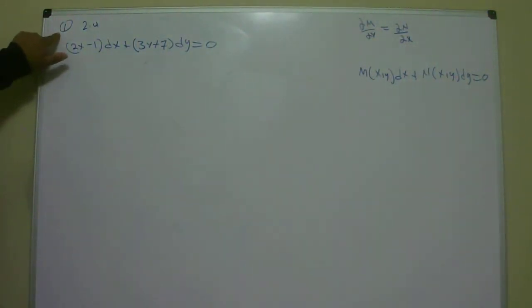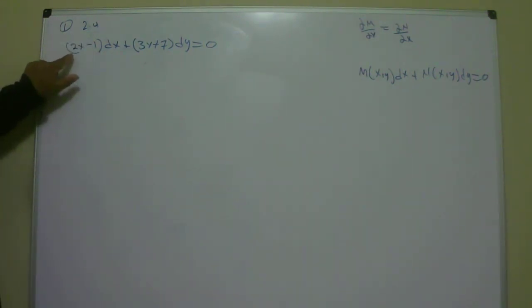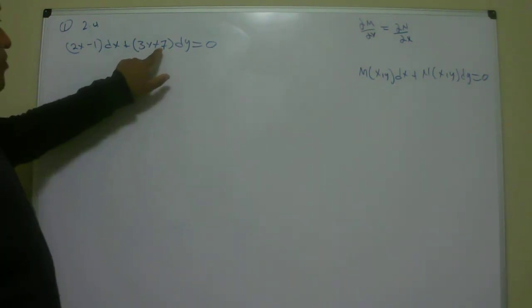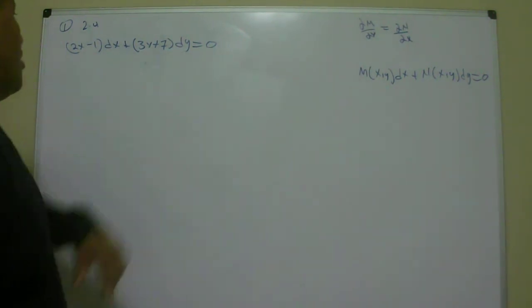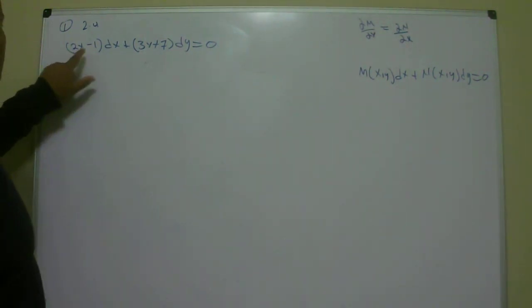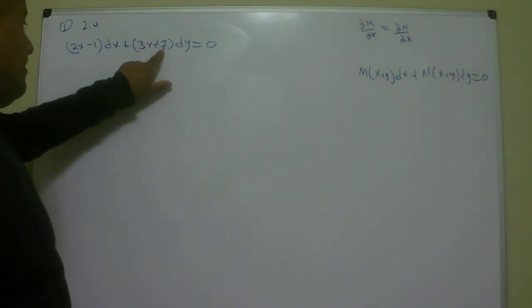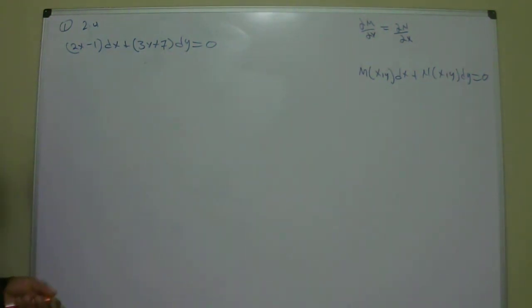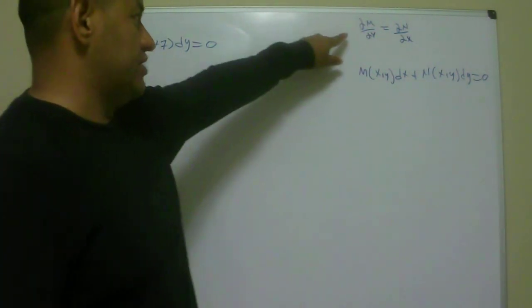So we're doing this problem, number one on 2.4, and the problem is (2x minus 1) dx plus (3y plus 7) dy is equal to 0. Again, (2x minus 1) dx plus (3y plus 7) dy equals 0. And this is the formula that we're using. We're using these two formulas right here.